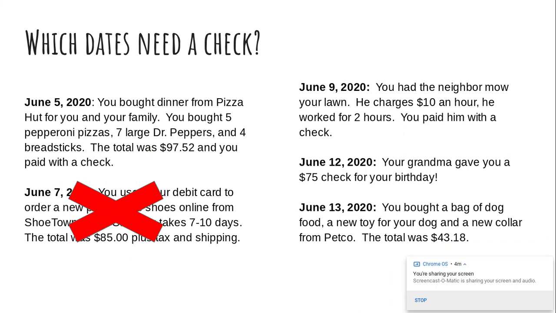Perfect. Okay. And then June 12th, 2020, your grandma gave you a $75 check for your birthday. Does that need a check? No, Grandma gave you money. So what does that need? A deposit slip. Perfect. Okay.